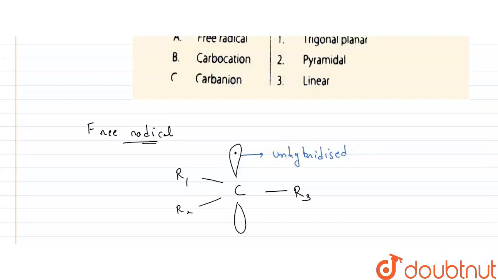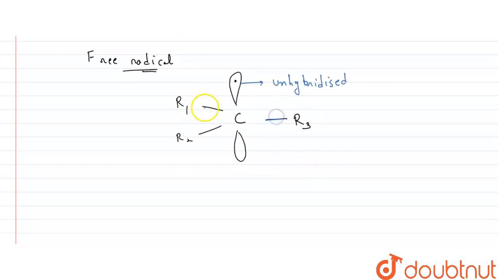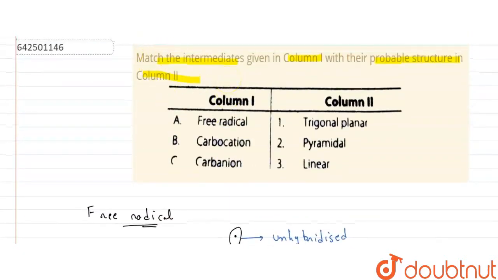This is not paired. So from here we can see that only 3 bonds or only 3 hybridization parts are taking place for the carbon, thereby making it an sp2 hybridized. And we know that sp2 has the structure as trigonal planar. So I can write this is trigonal planar. And so from the options if I check, then I can write that option A is associated with first part, that is trigonal planar.